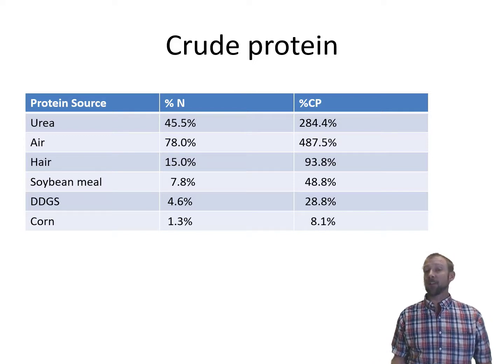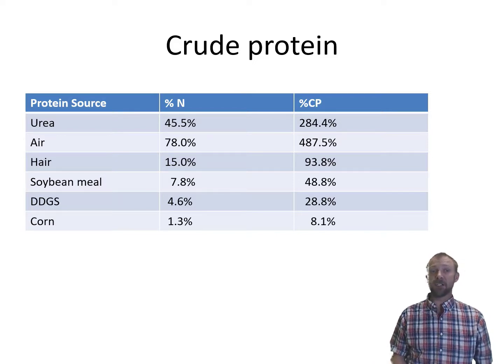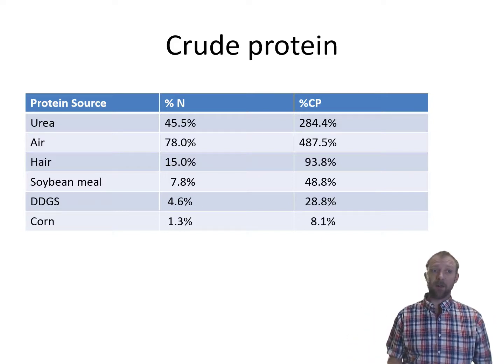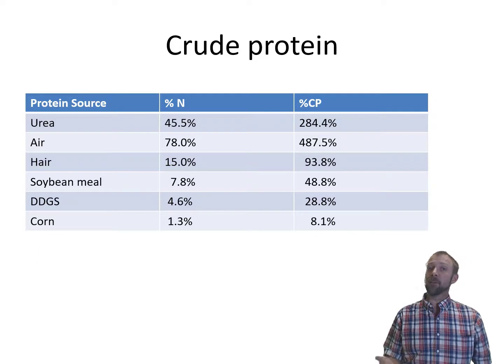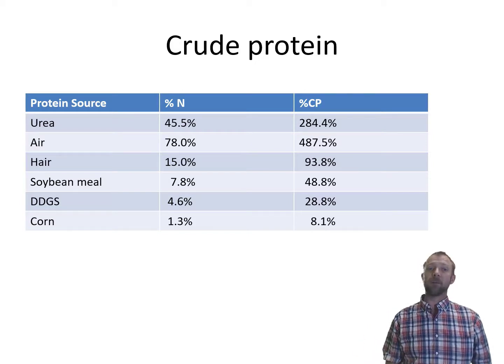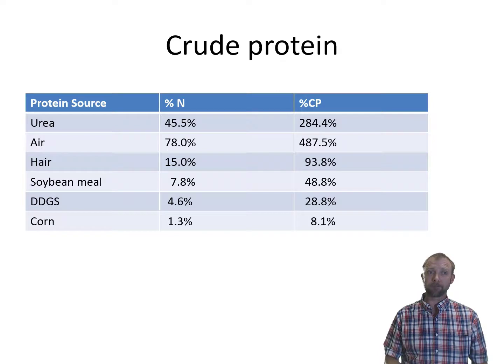Then we have something like soybean meal, which is 7.8% nitrogen, comes out to about 49% crude protein, and that's a highly available one. Distillers grains, we've already talked about that. That's a byproduct from the ethanol industry, about 4.6% nitrogen, and so it's going to be around 29% crude protein. Corn, about 1.3%, and it turns out to be about 8.1% crude protein.